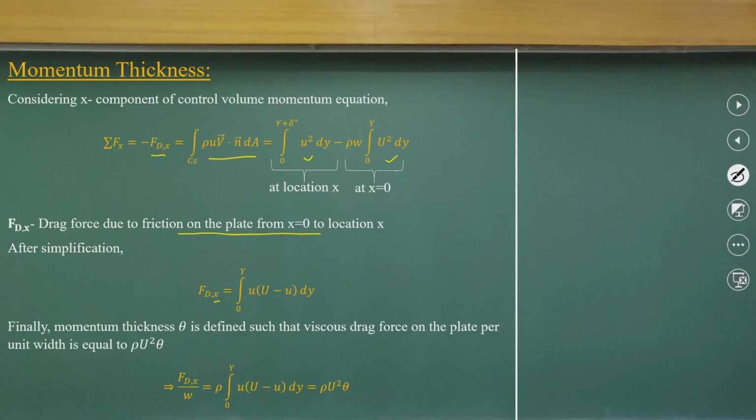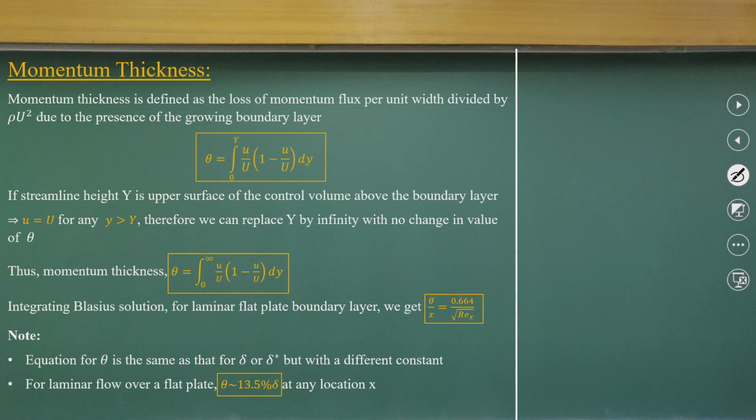So, it is defined as the viscous drag force on the plate per unit width, which is equal to rho U square theta. That is an equivalent representation. If you look at the viscous drag force, F dx per unit width w, that is the net momentum flux, and you are equating it to rho U square theta. That is the momentum thickness, and you can get it in a very simple way.